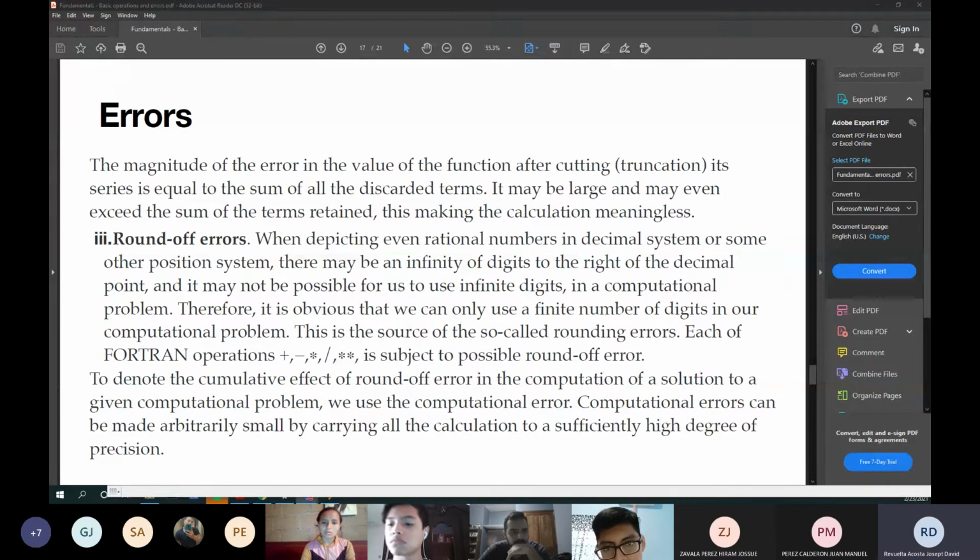So those errors always happen because we are applying redondeo. We are applying rounding off procedures, so we're rounding off calculations. That's the easiest error to understand.